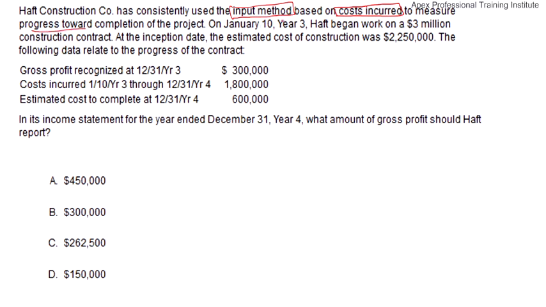On 10th of January, year 3, the company began work on a $3 million construction contract. So the total contract price is $3 million. Here I'm going to write it down. This is not in fact 10th of January, this is in fact the 1st of January. I don't know why they are using 10th of January. So here I will simply use 1st of January, year 3, and the year end is going to be 31st of December, year 3. Total contract price is $3 million. At the inception date, or the start date, the estimated cost of construction was $2,200,000.